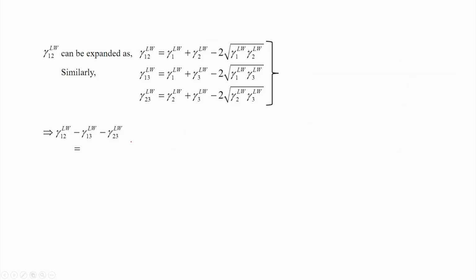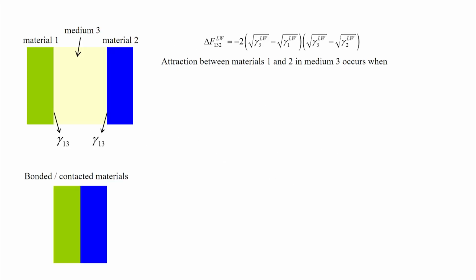So, I have this equation, right. Now this is the relation, the interaction energy between materials 1 and 2 in medium 3. Now, when the attraction happens, the energy decreases. Remember that attraction will happen only when the energy decreases, because that is a spontaneous process. So, two materials spontaneously attract each other when the interaction energy decreases. So, it becomes negative here.